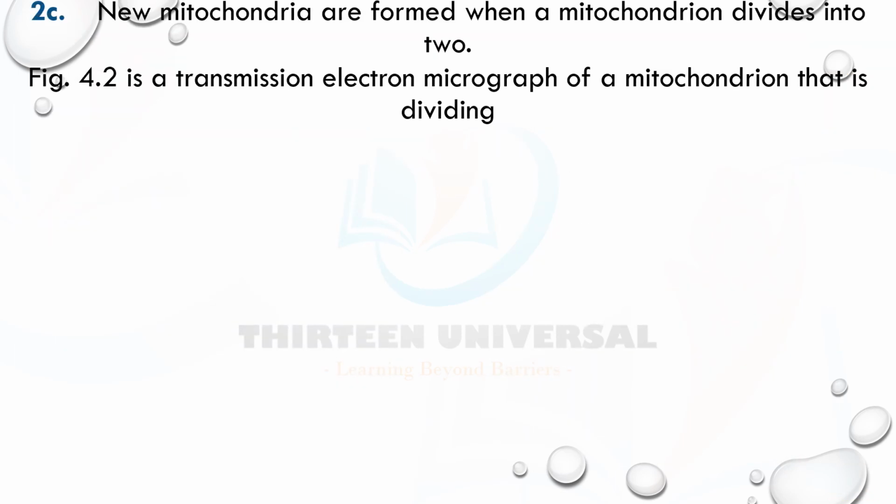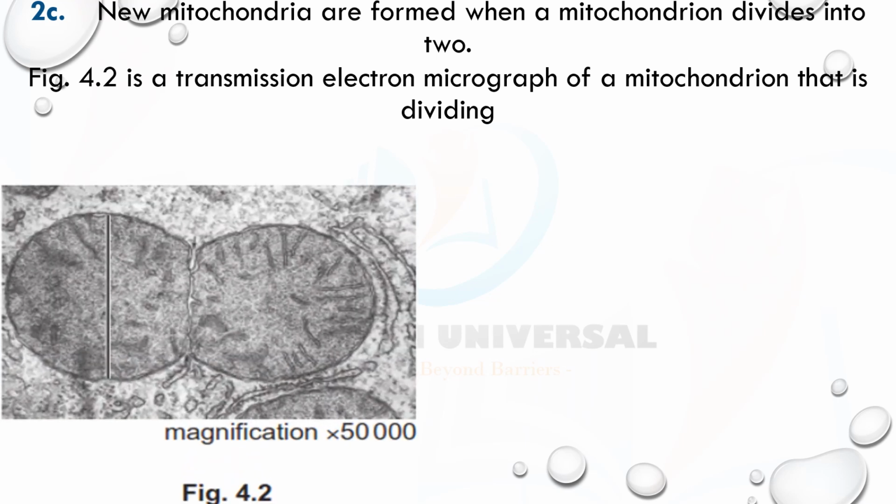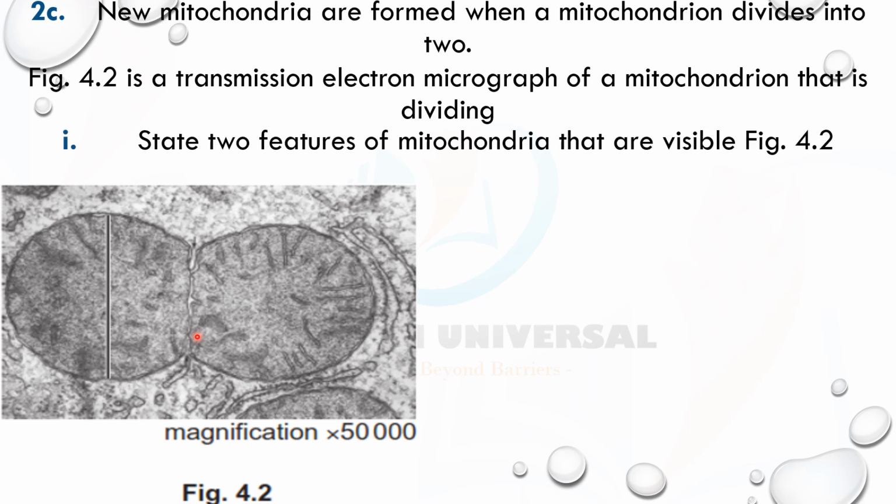New mitochondria are formed when mitochondria divide into 2. Fig 4.1 is a transmission electron micrograph of a mitochondrion that is dividing. You can see this mitochondrion is dividing. State 2 features of the mitochondrion that are visible. You can see it.